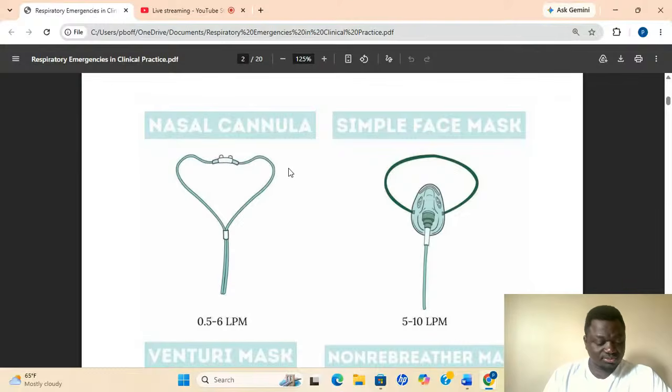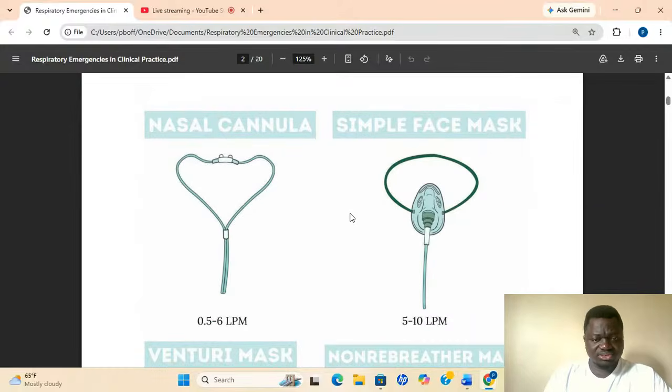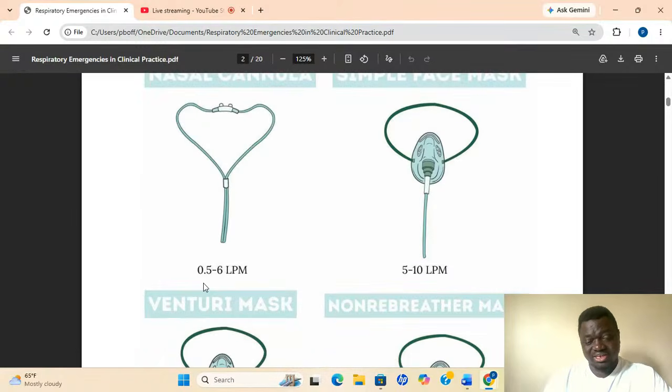We have different forms of oxygen delivery systems, or tubes. We have the simple or normal nasal cannula, which everyone knows. We've got a simple mask. I've added the sizes, the volumes under it. This one will take up to 6 liters, and this up to 10, the simple face mask.